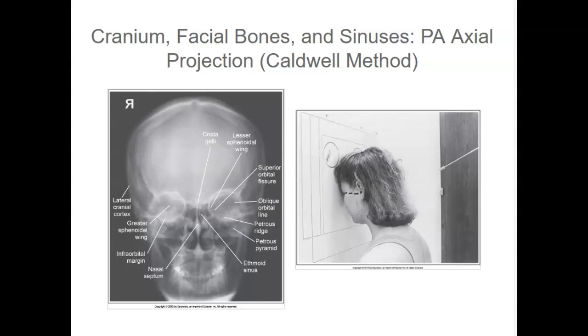So in a PA projection without angulation, those petrous ridges fill the orbits, inferior to the supraorbital margins, and in a PA axial projection, your petrous ridges are demonstrated in the lower third of the orbit. Your petrous pyramids and infraorbital margins should be superimposed. The superior orbital fissures are seen within the orbits.